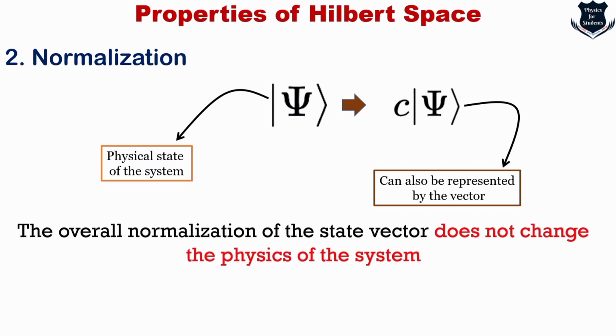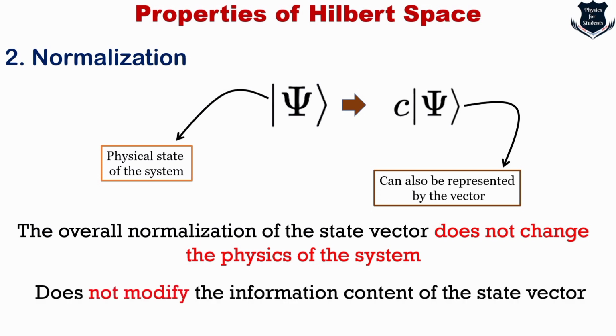Now this is important. The overall normalization of the state vector does not change the physics of the system, or we can say in other words, it doesn't modify any kind of information contained in the state vector. As we will see in further quantum mechanics, it is advantageous to work with normalized vectors, that is, whose length is 1, because it gives the possible outcome of an electron or a subatomic particle. So this is called normalization.